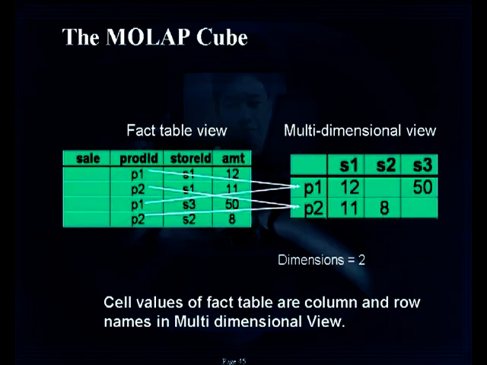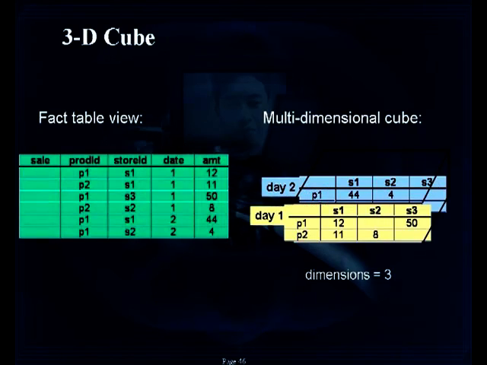Suppose one more dimension is added, say store. In the tabular representation, we can simply add a new column with the column name store ID. But in the multidimensional representation, whenever a new dimension is added, the physical structure array becomes a 3-dimensional array. So day 1, day 2, day 3, etc. Each day, the data is represented in the form of a 2-dimensional array.